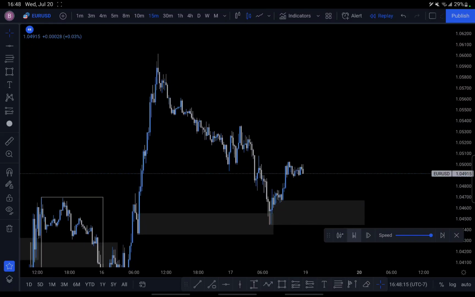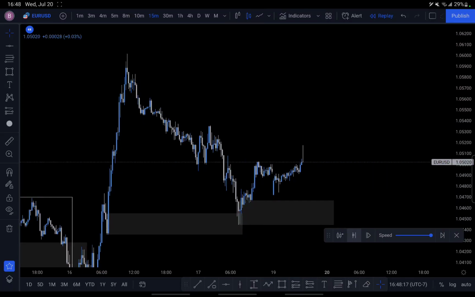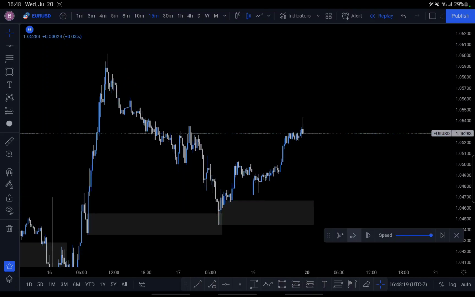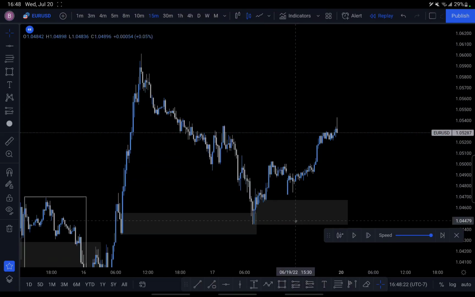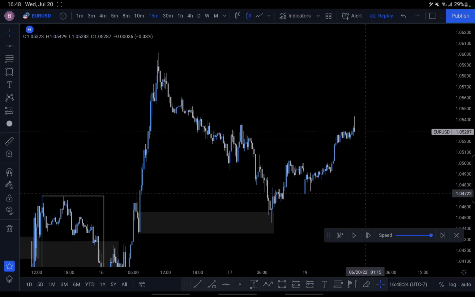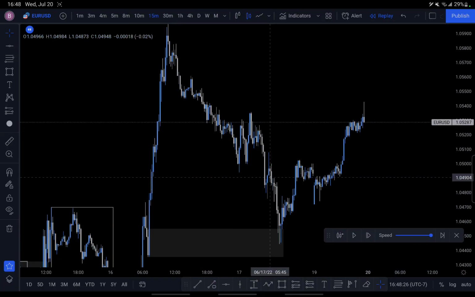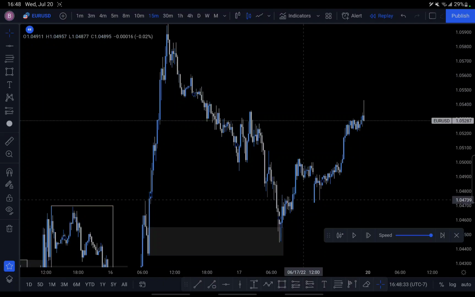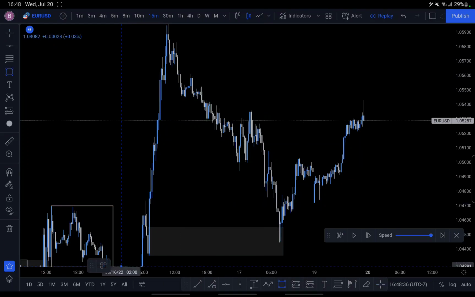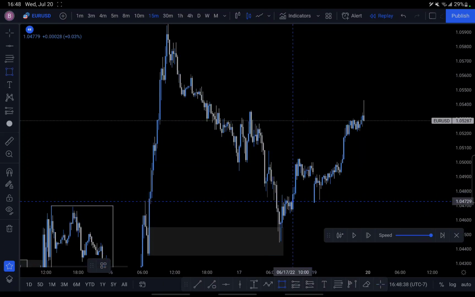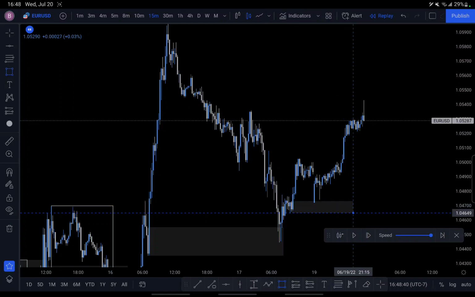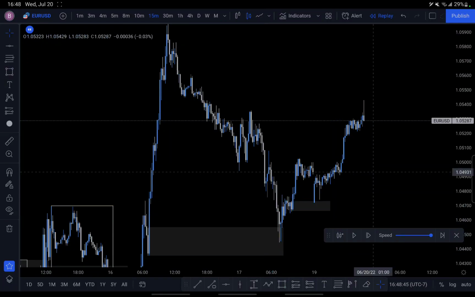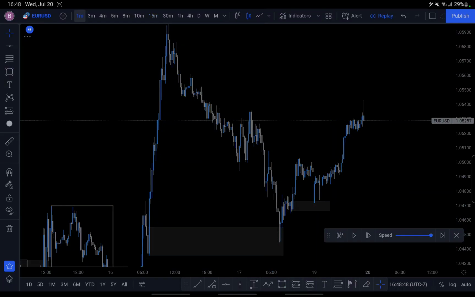Let's see. So price did not touch my zone here. Price did come and mitigate this demand zone, the supply zone, before testing this demand zone here. So let me go ahead and mark this demand zone up so we can see what's going on here. Right there, right? So let's go back to the 1 minute.